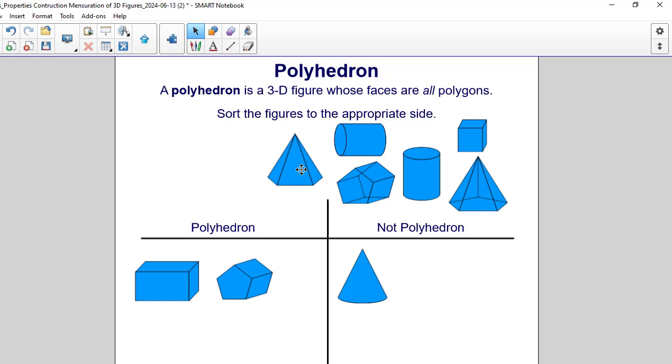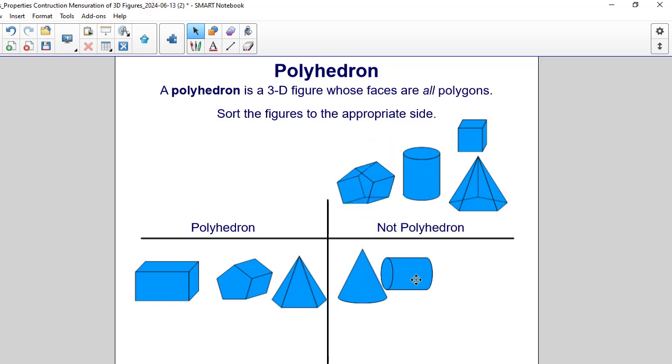This pyramid has a hexagon for a base and the sides are triangles. All those shapes are polygons. Therefore, that is a polyhedron. However, this cylinder has circles which are not polygons, therefore this is not a polyhedron.